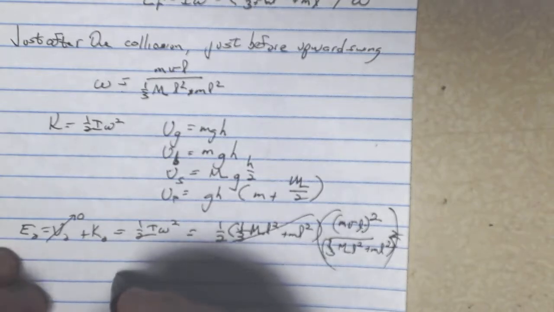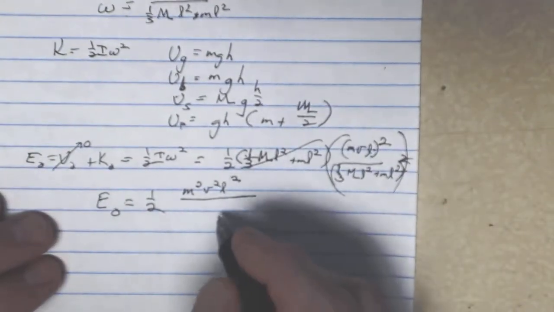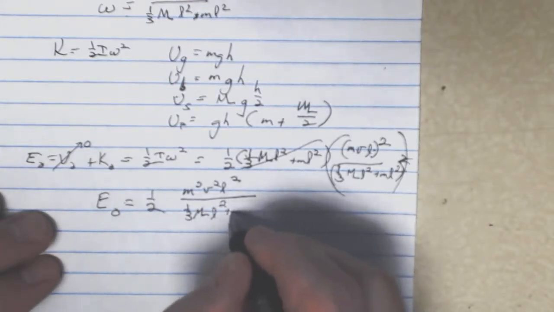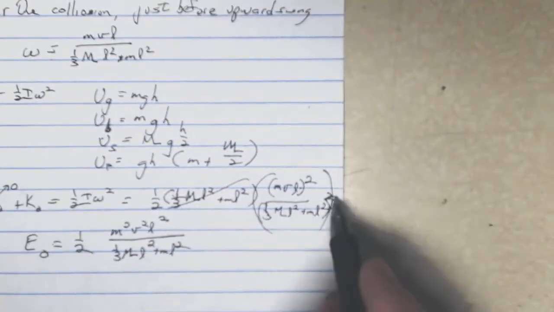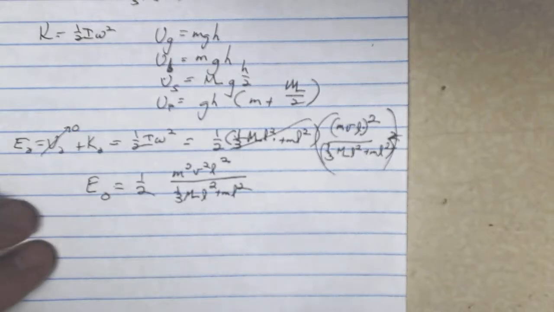Okay, so this cancels out that, and we're left with E naught equals 1/2 m squared v squared L squared divided by, that comes from this term, divided by 1/3 capital M L squared plus little m L squared. That's this term after you cancel this term with the squared part of that. So that's the original energy.